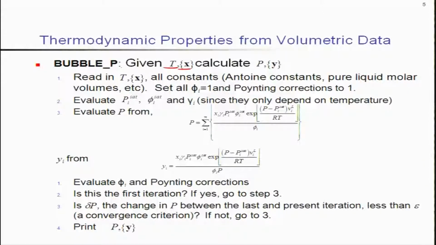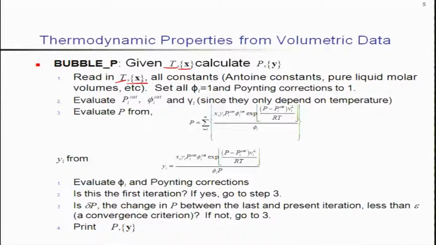So, let us look at this case, which is bubble point P. Okay. So, you read the information of temperature, all compositions, and all constants. Now, these constants would be Antoine constants, pure liquid molar volume, etc. Okay, because now you have n number of components. So, you have to get the information of Antoine constants, which would relate the saturation temperature and pressure, and that is important for us in the set of equations which we are going to consider.